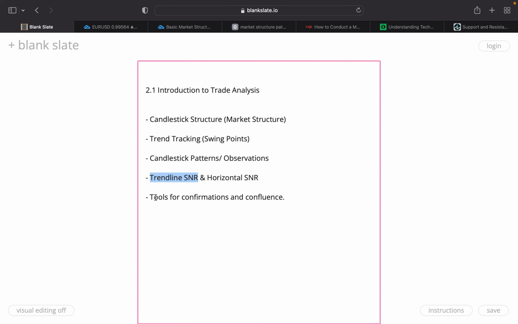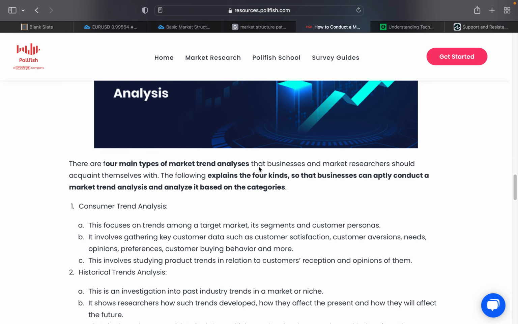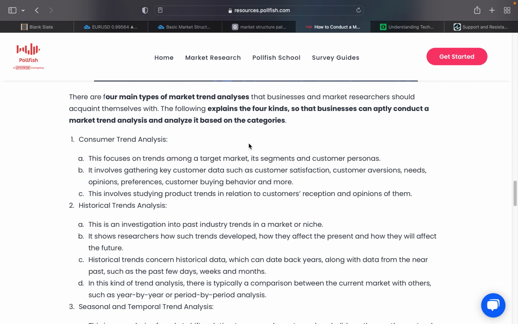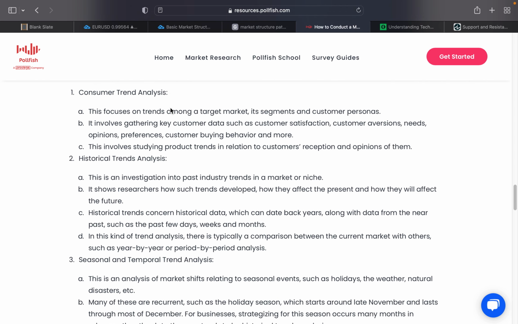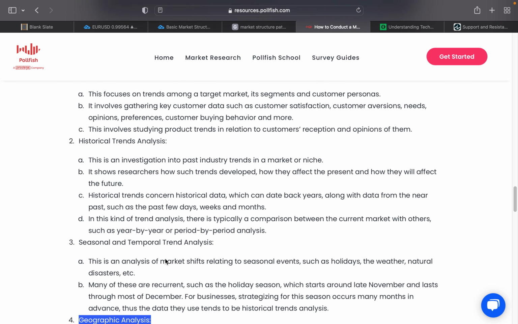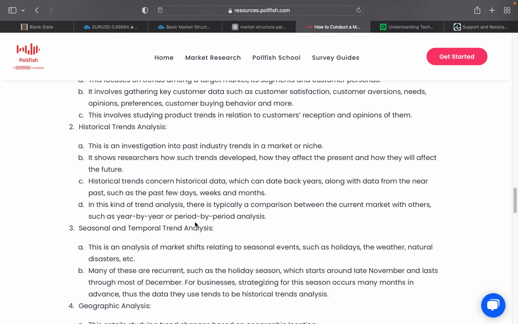So basically, there's just tools for confirmations and confluence when performing a trade analysis. So there's a lot of things to consider. Like on the fundamental side of this, there's consumer trend analysis, there's historical trend analysis, there's seasonal and temporal trend analysis, there's geographic analysis. All these things can be a part of the fundamental side of investments. It can be on the fundamental side of trading in the Forex market.